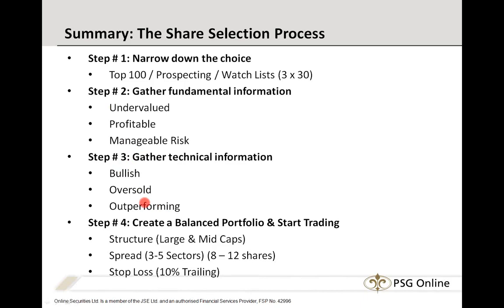And the 4th step is when I look at risk management. I talk about the 3 S's. I structure my portfolio. Am I going to be more in large caps, the top 40 stocks, or am I going to be in the next 60 companies, what they call mid caps? Ultimately, in a real portfolio, you might even have some small caps in there. But spread across 3 to 5 different sectors, and you're going to have between 8 and 12 different shares in your portfolio.